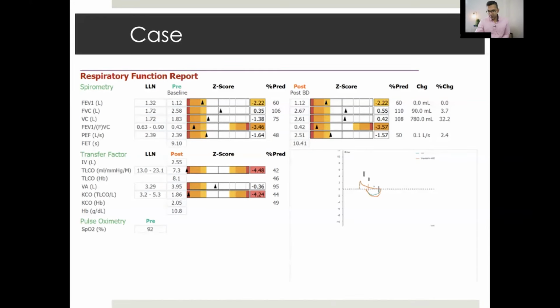And then my FVC is normal, so there's not a restrictive component superimposed onto that. But my TLCO is 46% predicted, so I've got a significant interstitial disease component. So this is suggestive of.